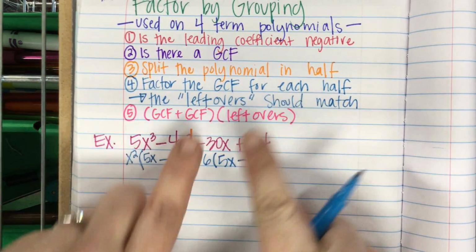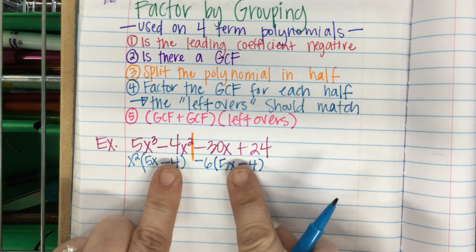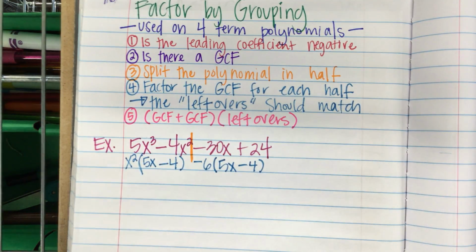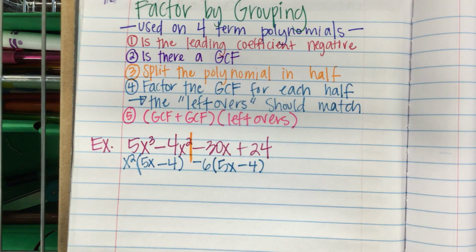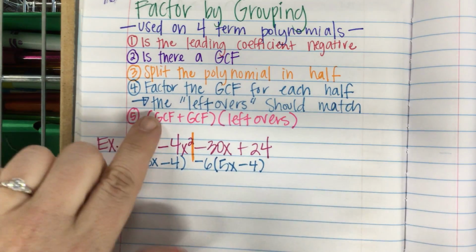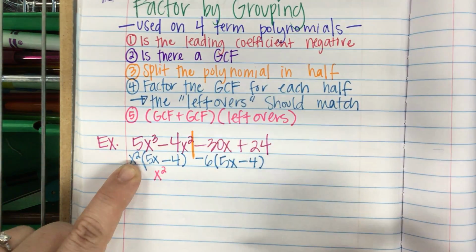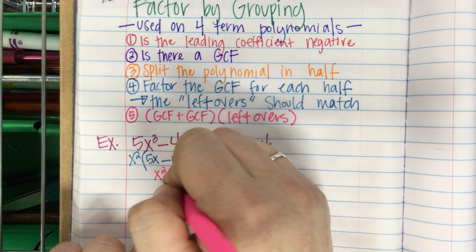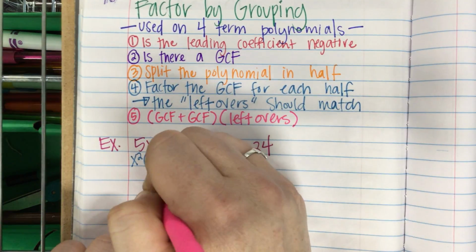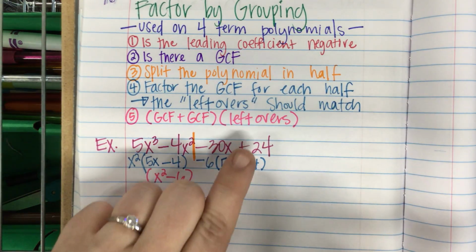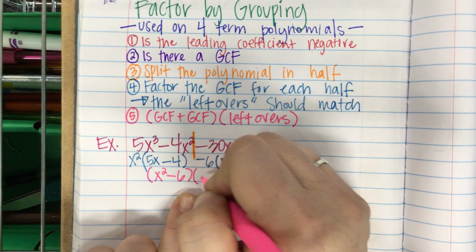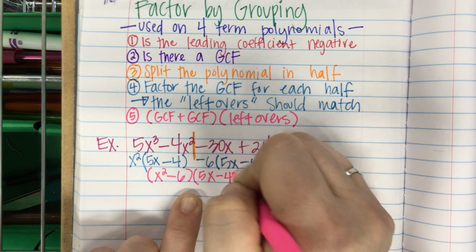My leftovers should match. Because once my leftovers match, I write my solution, which is GCF plus GCF, x squared minus 6. And then the leftovers, which is 5x minus 4.